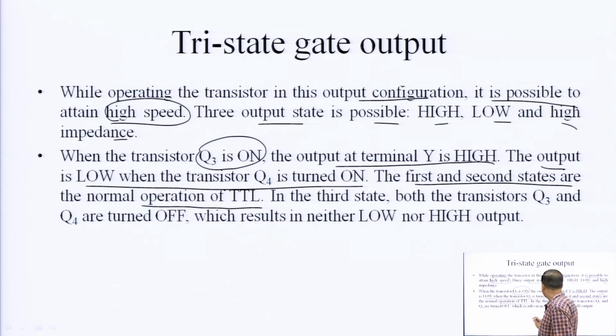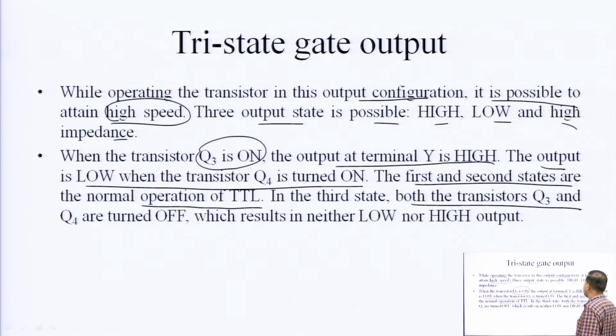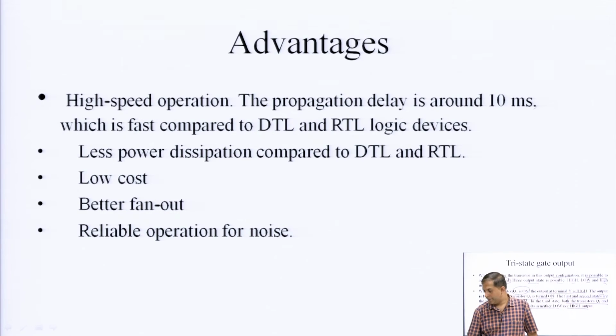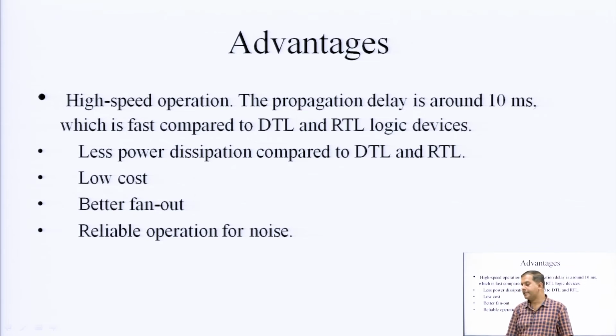In the third state, both the transistors Q3 and Q4 are turned off, which results in neither low nor high output. This is the third state, when both the transistors Q3 and Q4 are off. So, the result is neither low nor high output. Got it? Very good. These are the advantages. This is the high speed operation.